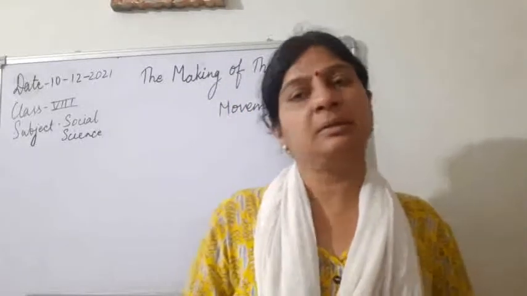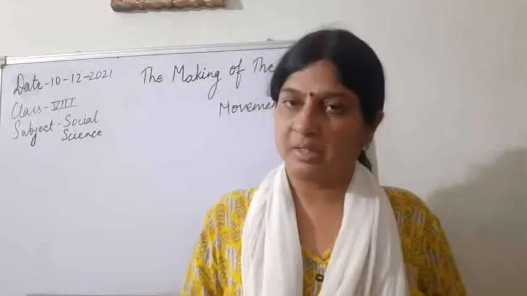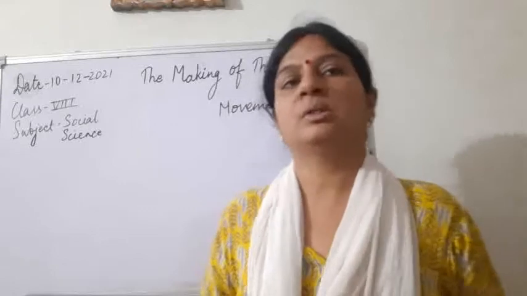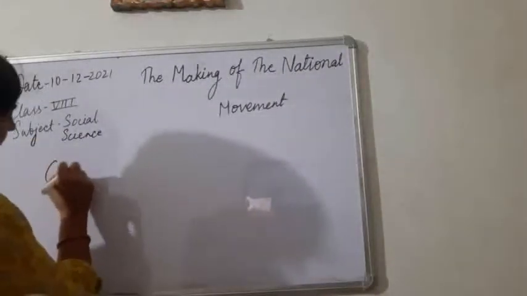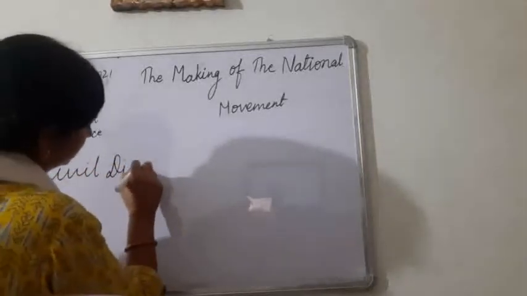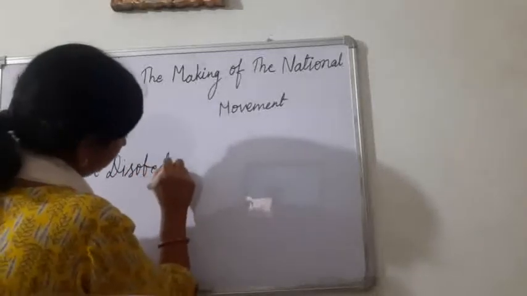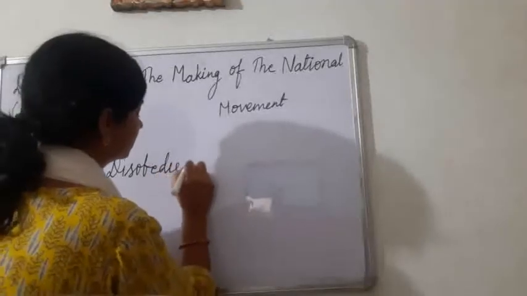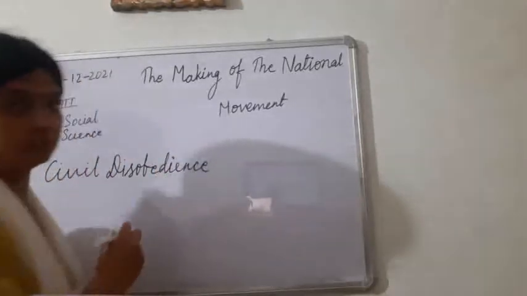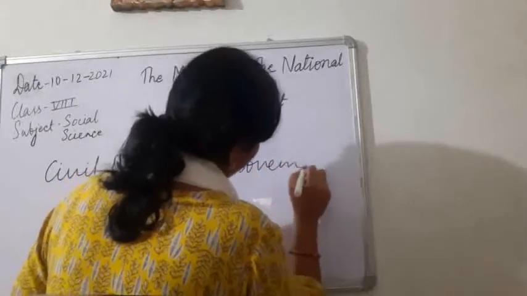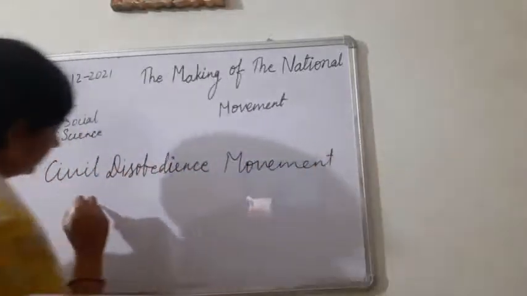We see that in 1930 a new mass movement was started by Gandhi, and this was the mass movement which was named the Civil Disobedience movement. So it was started in 1930.